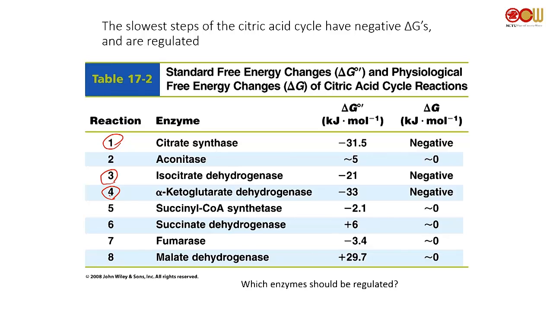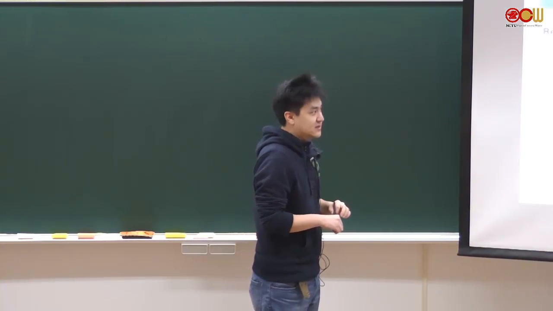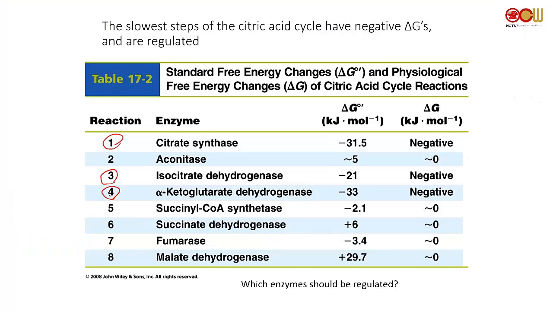What you should see is that steps 3 and 4, isocitrate dehydrogenase and alpha-ketoglutarate dehydrogenase, also have a quite negative standard delta G. It should also make sense because in those 2 steps, you have decarboxylation, you kick out CO2. Any step where you kick out CO2 is in general a very favorable reaction, so you'll also want to control these 2 as well.